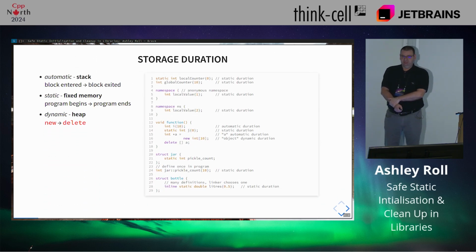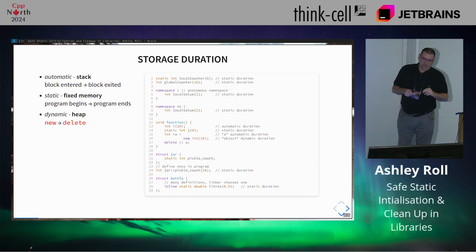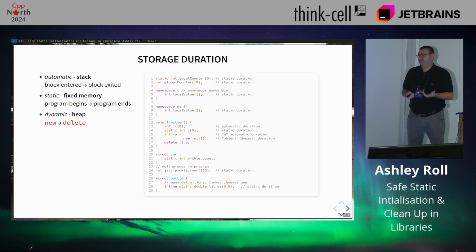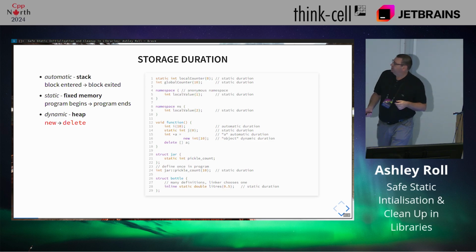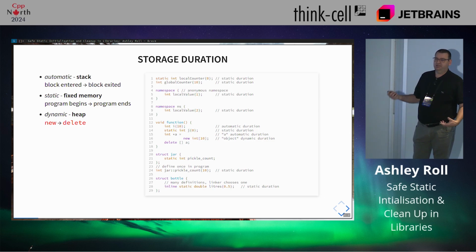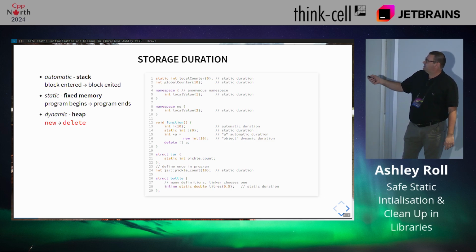So storage duration. There are two orthogonal concepts here: storage duration and linkage. And both of them have this static keyword in them, so it's important to be able to pick apart the two. Storage duration is about how long the object lives. You have automatic storage, which is basically stuff allocated on the stack, your typical variables inside a function declaration. That's automatic. Static duration are things that we declare in the global namespace.